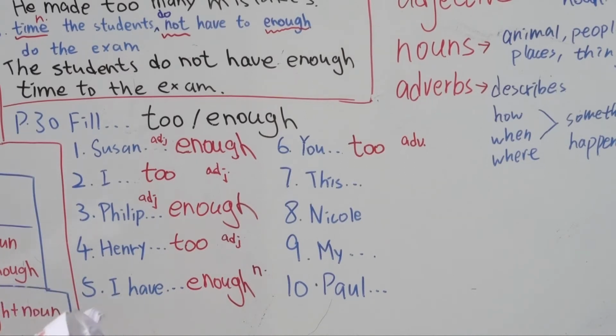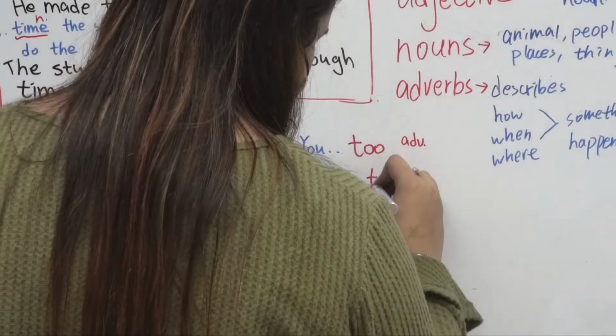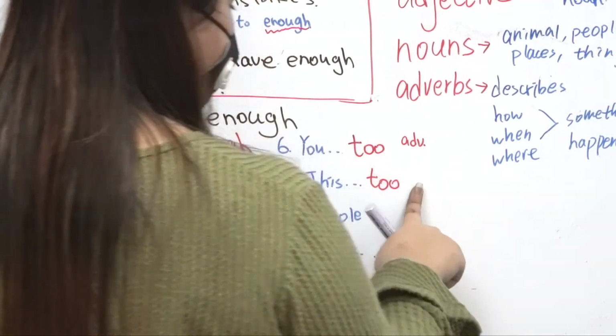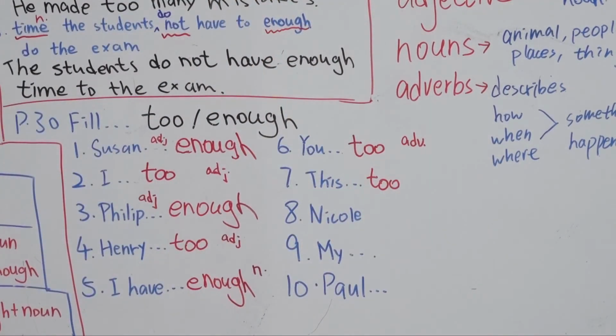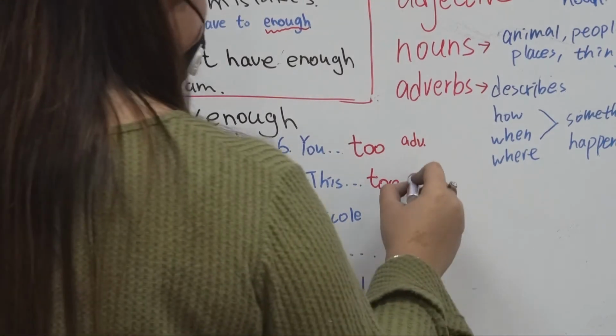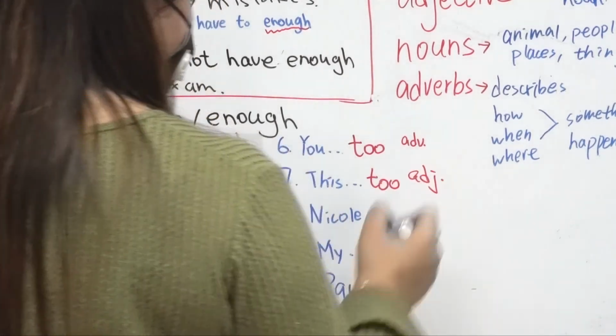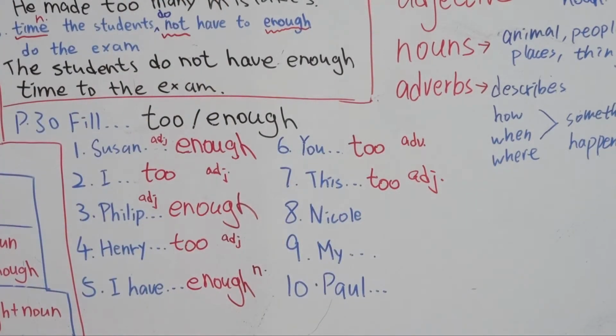Here we go with number 7. This soup is too salty. So salty here is an adverb or adjective? It is an adjective, okay? Salty, adjective.